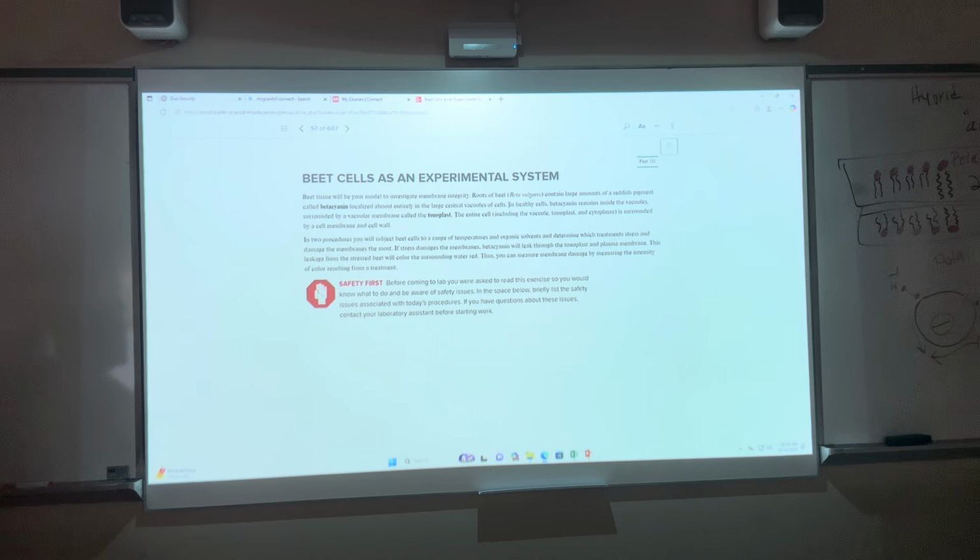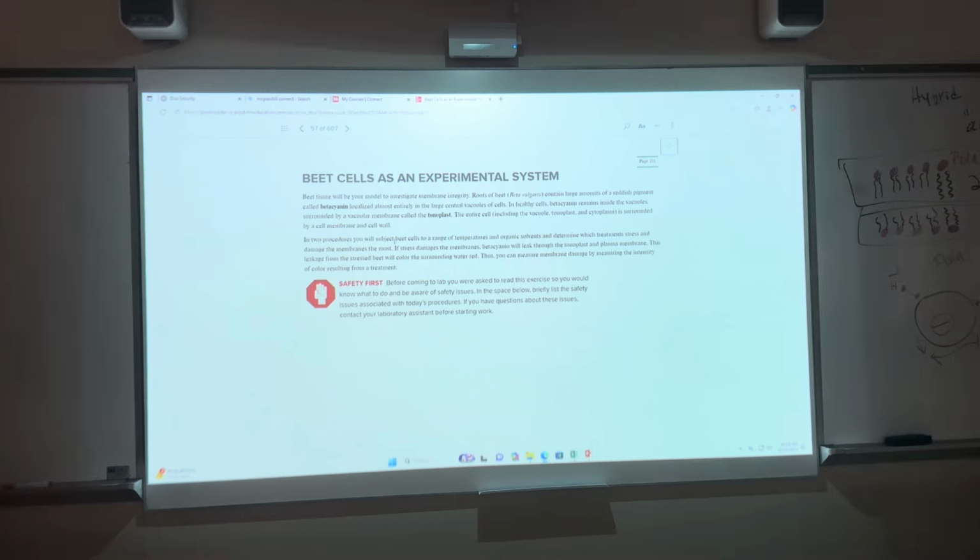Where are the vacuoles found? Vacuoles are found in the cytoplasm. So in healthy cells, betacyanin in the vacuoles remains inside, surrounded by a membrane known as the tonoplast. The entire cell, including the vacuole, the tonoplast, and the cytoplasm, is surrounded by a cell membrane. In two procedures, you will subject the beet cells to a range of temperatures and organic solvents to determine which treatment stresses and damages the membrane the most.